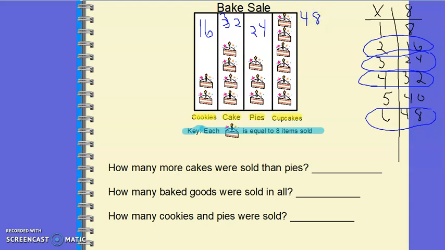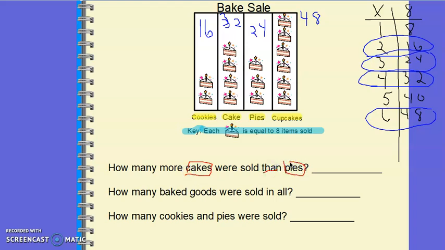So now we've identified the values and the total for each kind of item in our bake sale, and we can start using that information to answer some of these questions down underneath it. So looking at the first question, it says, how many more cakes were sold than pies? How many more cakes than pies?